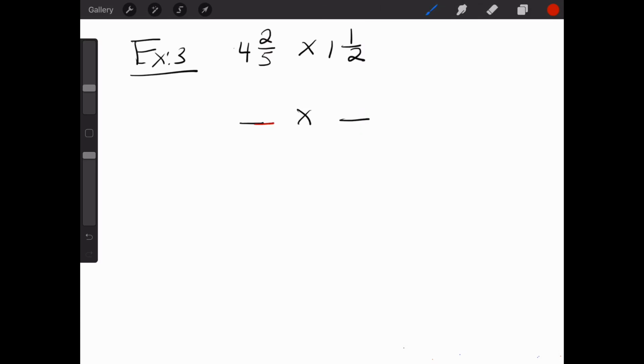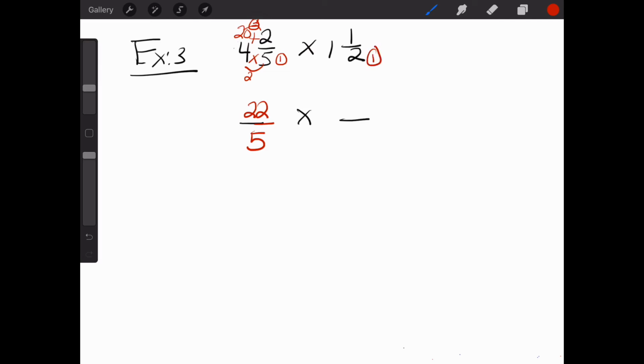My denominator stays the same. That's my first step. Bring it down. Okay. My second step is to multiply my denominator times my whole number. 5 times 4 is 20. Okay. My third step is to add my product to my numerator. 20 plus 2 is 22.